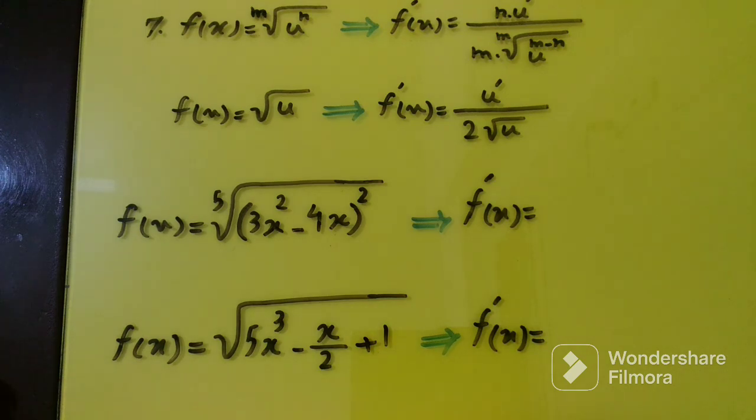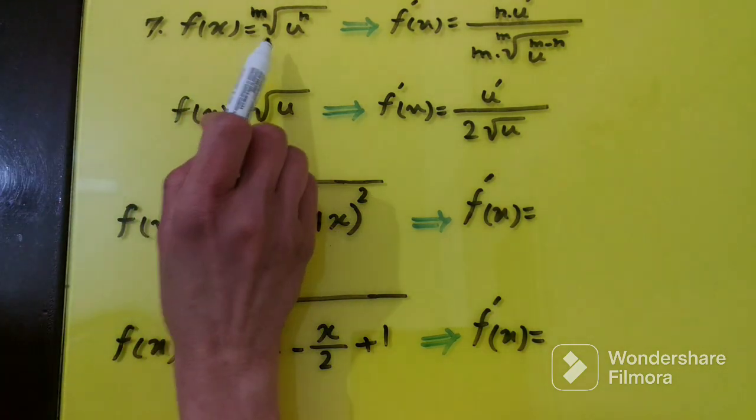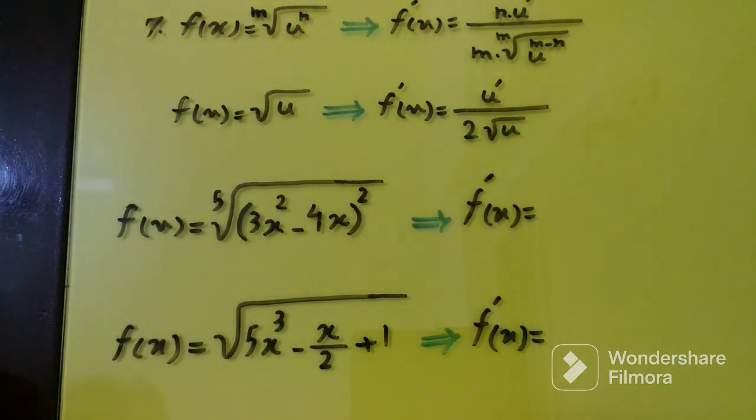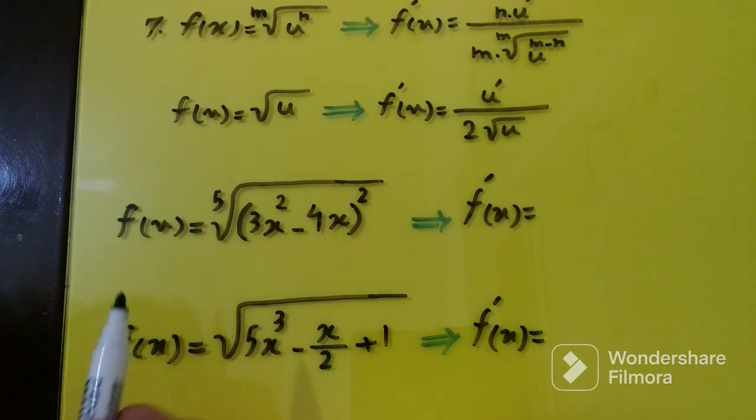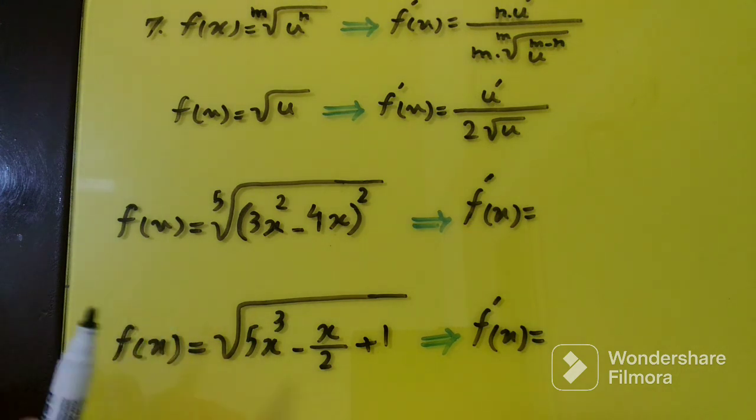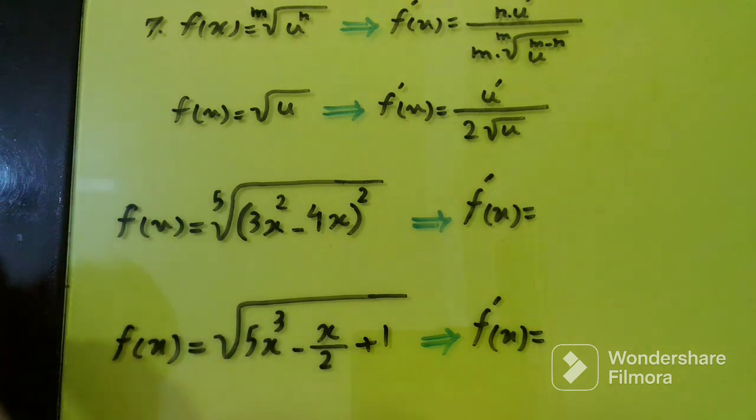Today I'm gonna find the derivative of radical functions. I explained some differentiation rules in last video. If you want, you can find them in part 1 in the channel. So let's start. I continue with 7th rule.